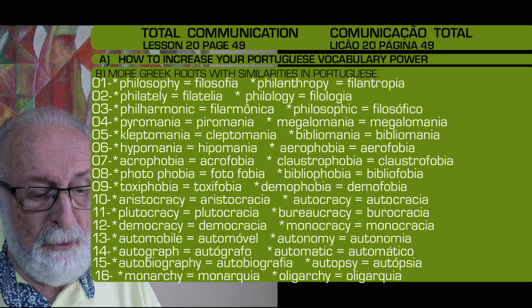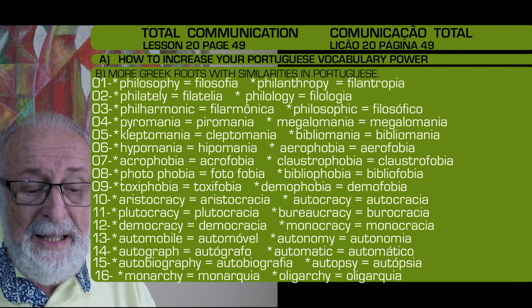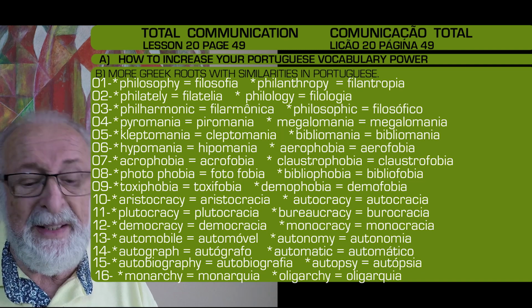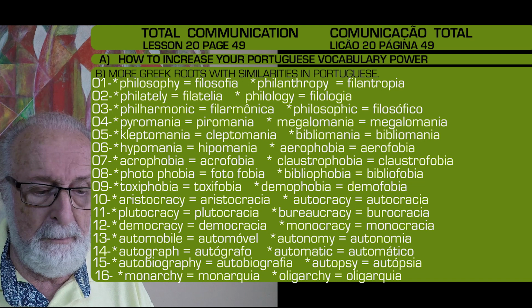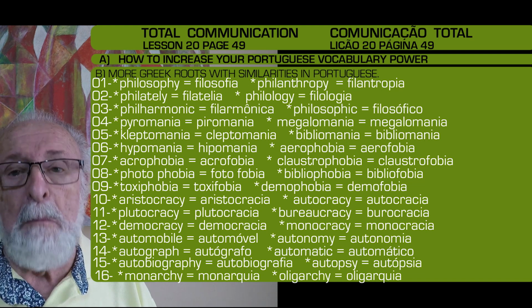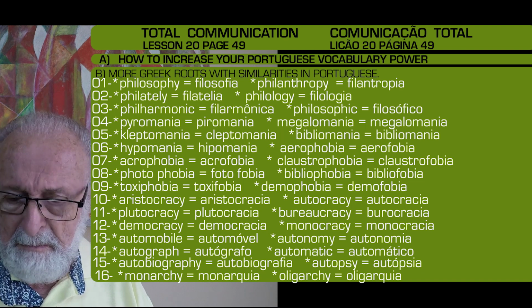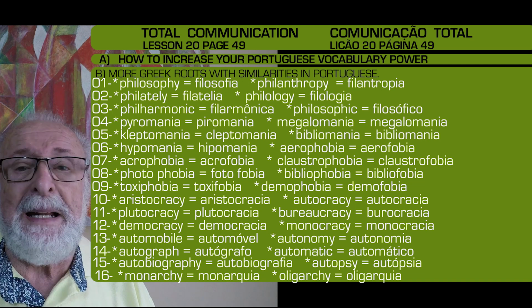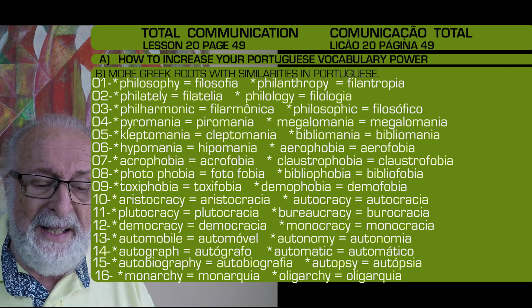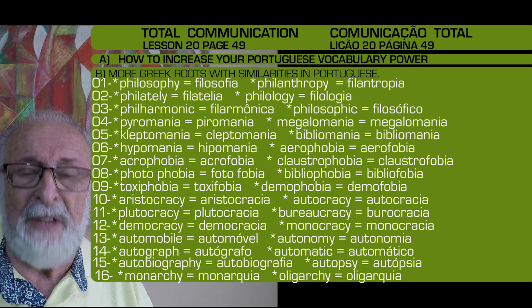In line 12, we have democracy. We say democracia. Okay? Monocracy, we say monocracia. Just that. In line 13, automobile. Automobile, we say automóvel. Okay.